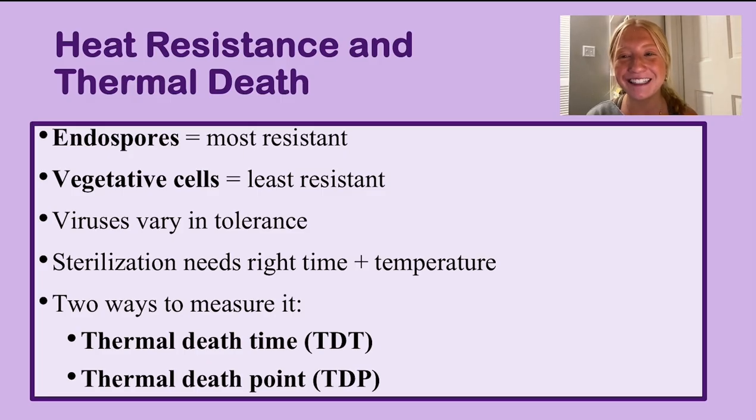Effective sterilization is a good balance between time and temperature. And then there are two ways to measure it. Thermal death time is the shortest time to kill all microbes at a set temperature. And the thermal death point is the lowest temperature that kills all the microbes within 10 minutes.